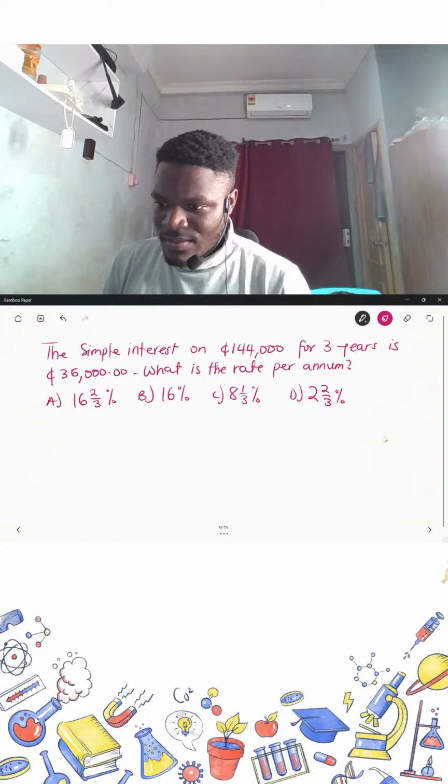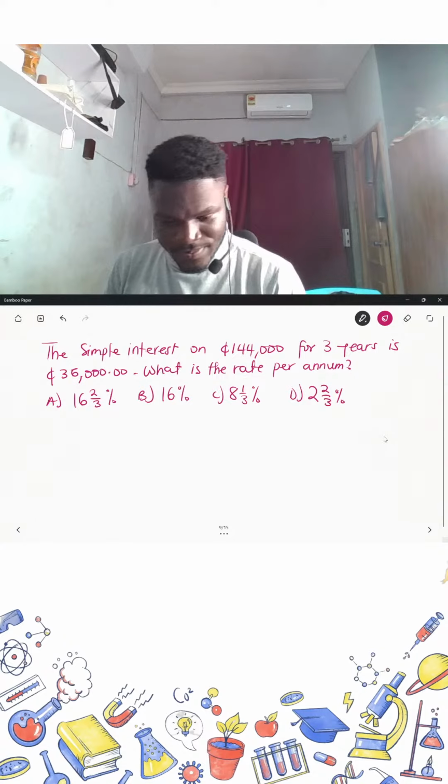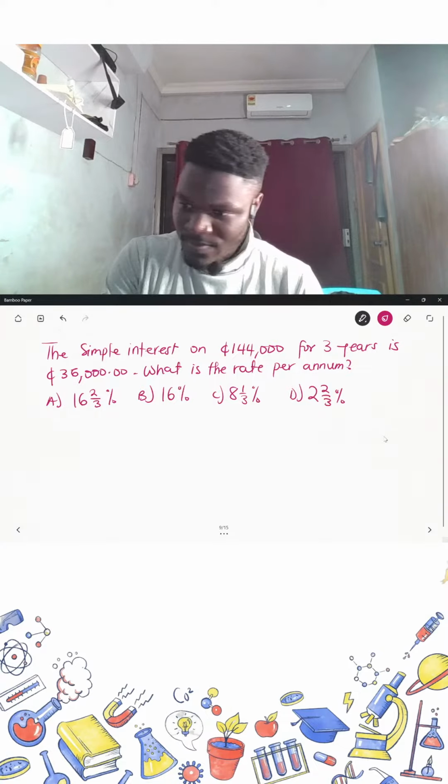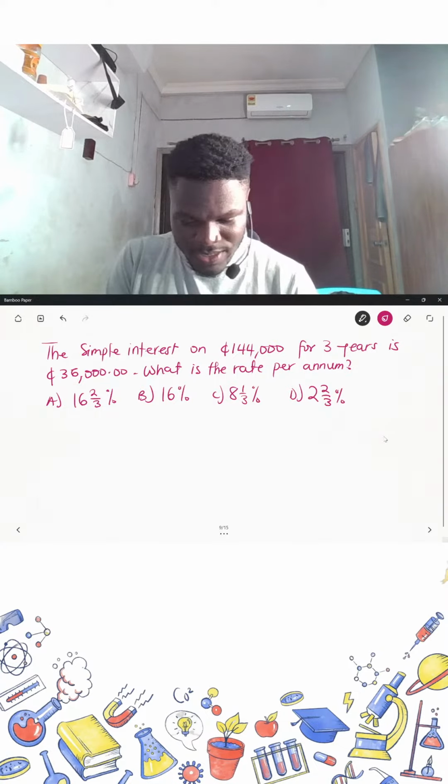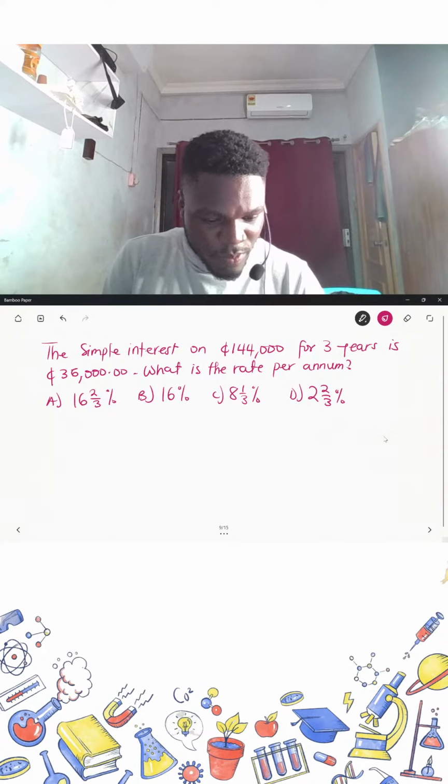Brain, Diamond, what is your answer? Okay, Diamond is saying C. All right. Brain, what do you have for me?